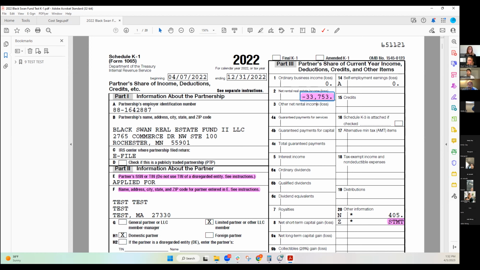Very good. Why might there be a New York partners scheduled K-1 and a New York corporate partners scheduled K-1? Yes, because states are very complex and they get to do whatever they would like to do.